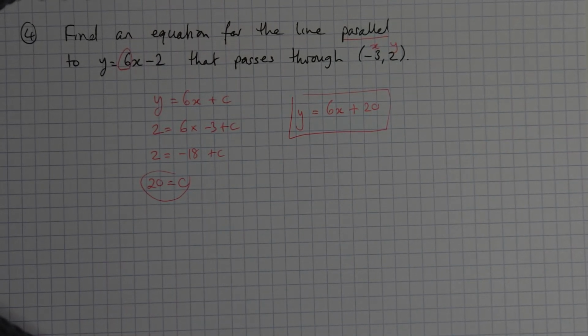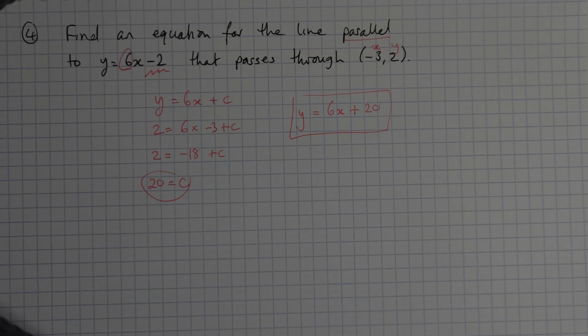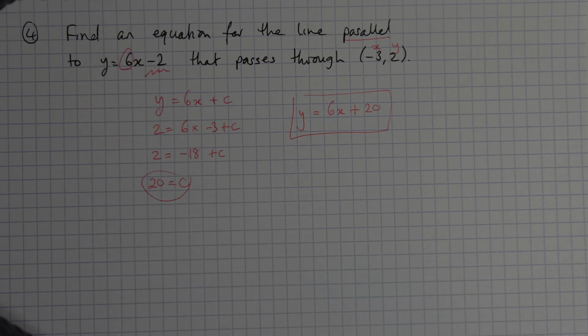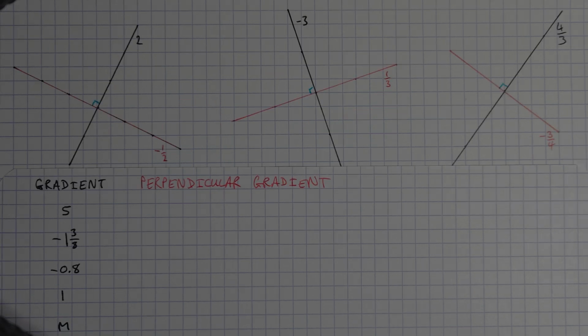Did you notice how we didn't use that at any stage? The y-intercept of the original line was not important. The critical thing about parallel lines is that the gradients are the same. They're going to have different y-intercepts, but the y-intercept doesn't control how steep the line is. And so parallel lines have the same gradient. That's the information we used. We didn't really use the -2 at any stage.